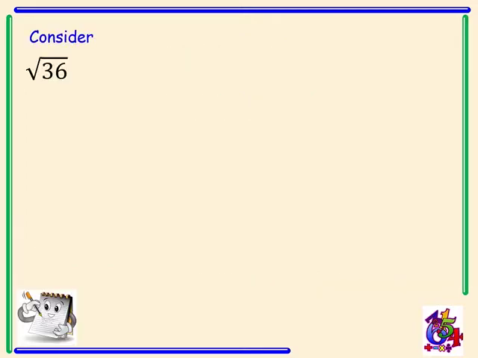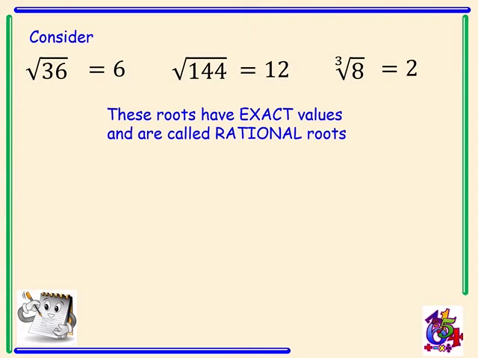Let's consider root 36 can be simplified. The square root of 36 is 6. The square root of 144 is 12. And the cube root of 8: what times itself 3 times gives you 8? Well, that would be 2, because 2 times 2 times 2 is 8. These roots have exact values, and they are called rational roots.